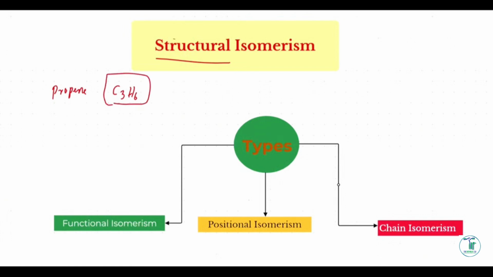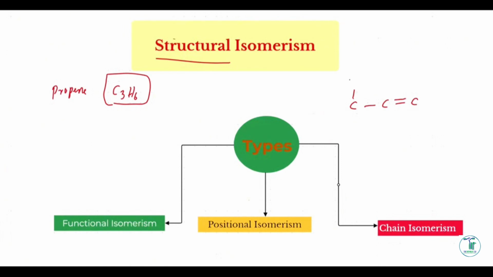First of all, we may write it in this way. There are 3 carbons and 6 hydrogens, so you may arrange them like this. This is the first carbon, this is the second carbon, and this is the third carbon, and you have to arrange 6 hydrogen atoms. There may be a double bond between the second and third carbon.